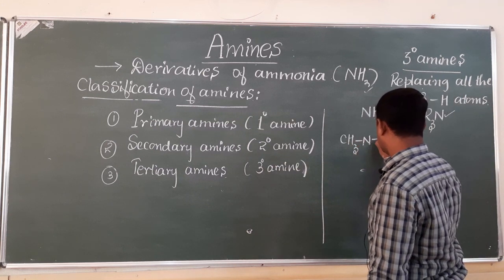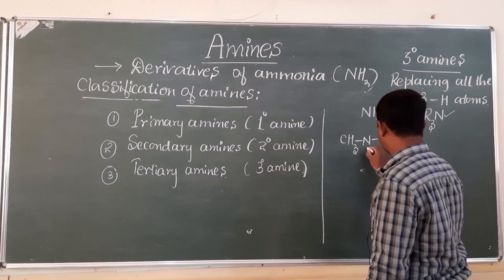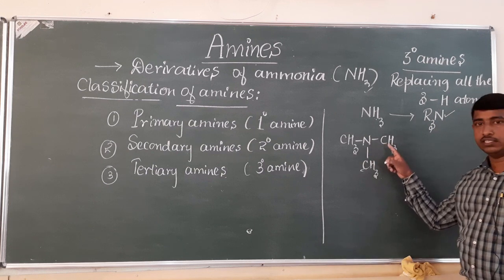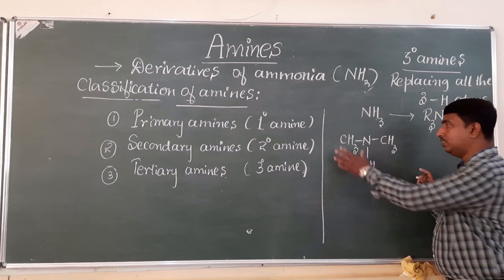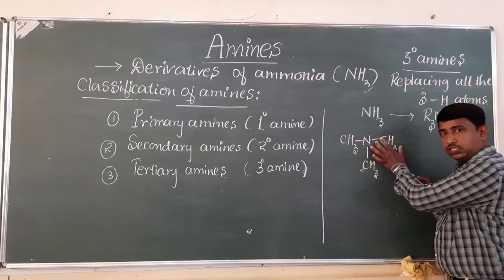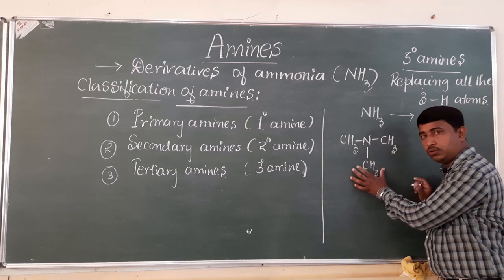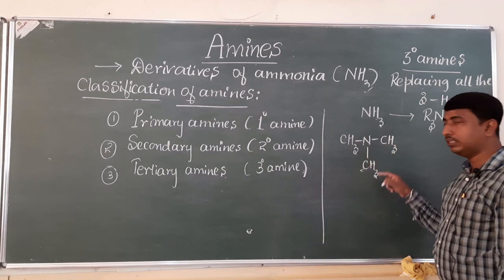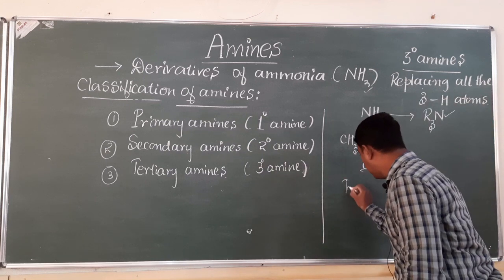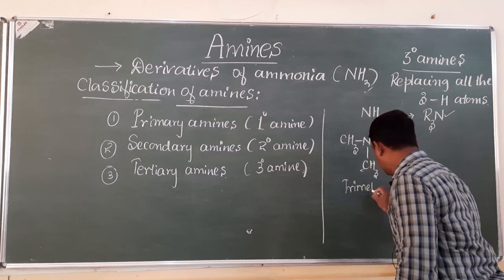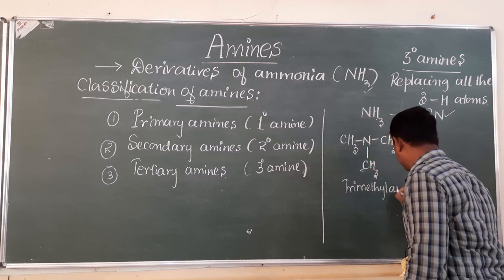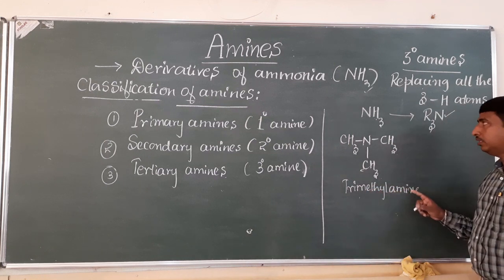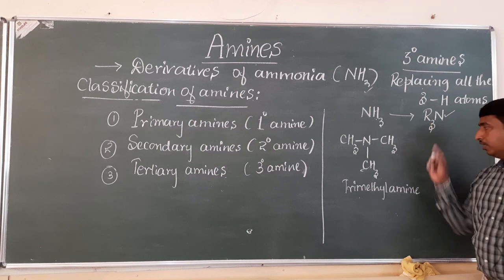CH3, N, CH3, CH3. See, CH3 means methyl group. This is also a methyl group. This one also a methyl group. Totally 3 methyl groups are present. Since 3 methyl groups are present, I will write tri. It is trimethyl. Trimethylamine. Trimethylamine is an example for tertiary amine.